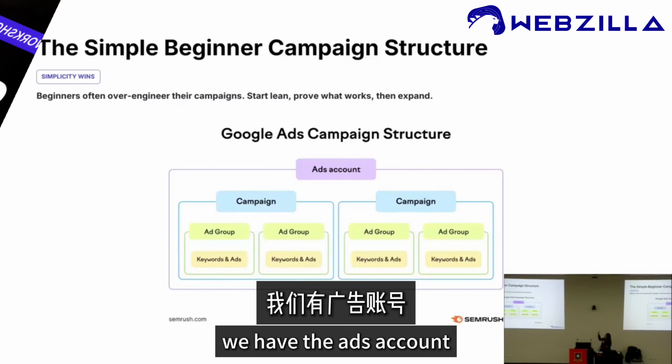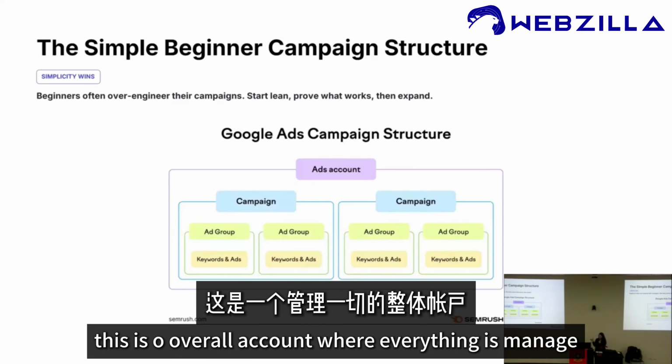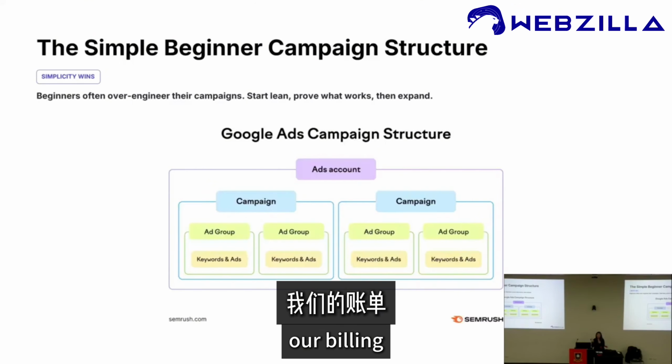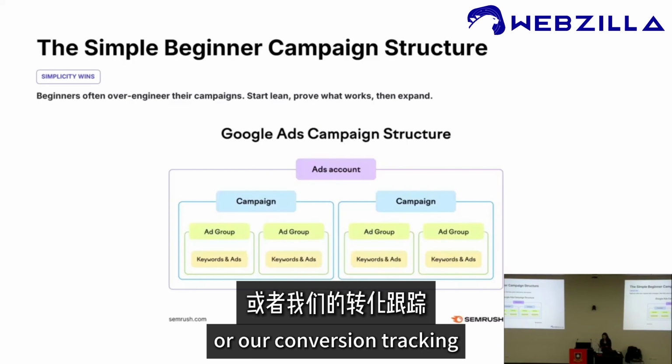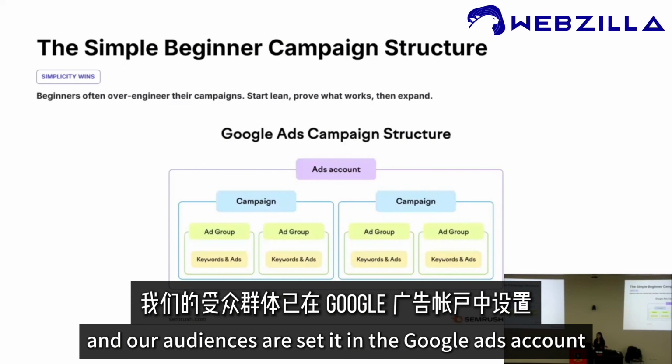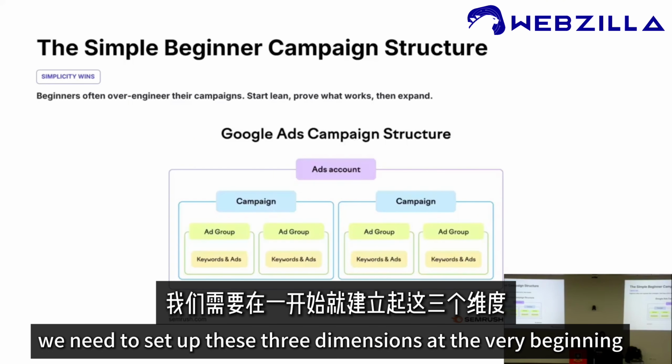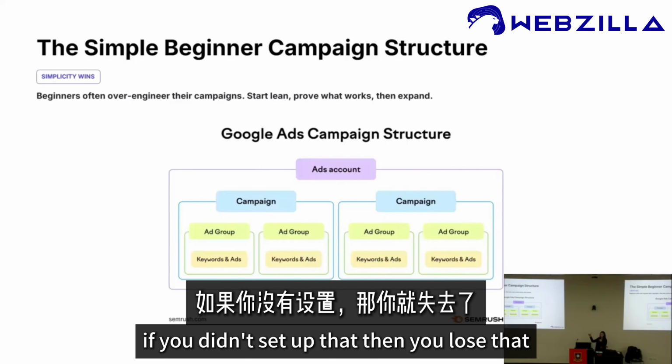At the top level, we have the ads account. This is the overall account where everything is managed. For example, our billing or our conversion tracking and our audiences are set in the Google Ads account. What does it mean? It means that as long as we set up the ads campaign, we need to set up these 3 dimensions at the very beginning. If you didn't set up that, then you lose that.